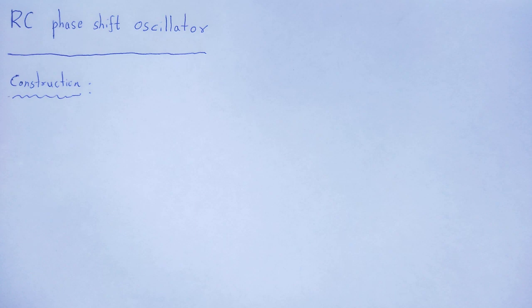In this video, we are going to discuss the RC phase shift oscillator. Let's begin. An RC phase shift oscillator is a sinusoidal feedback oscillator in which the feedback network consists of resistors and capacitors. We can understand it.